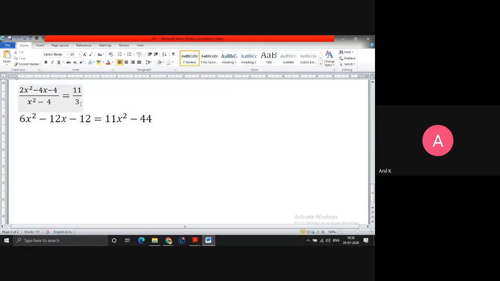So what I have done is 3 is multiplying with each and every term in the numerator and 11 multiplying with each and every term in the denominator. That's what I have done in the above step.